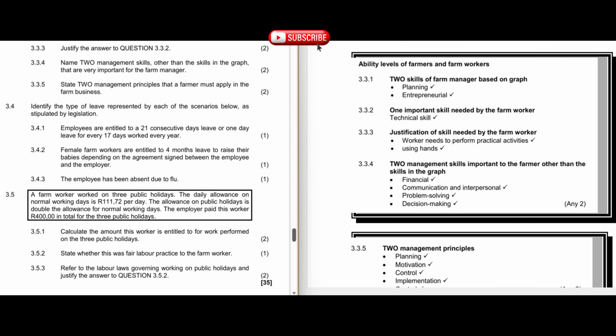3.3.4. Name 2 management skills other than the skills in the graph that are very important for the farm manager. 2 management skills important to the farmer, in addition to the skills shown in the graph, are financial and problem-solving skills. 3.3.5. State 2 management principles that a farmer must apply in the farm business. The 2 management principles are planning and motivation.